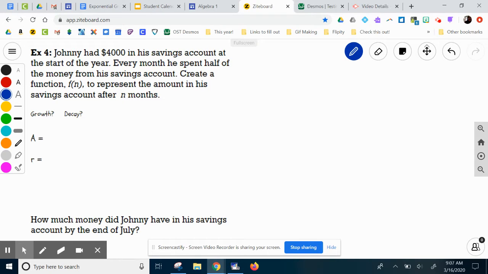So when we're reading this problem, I see that he's got $4,000 in his savings account at the start of the year. Okay, so that must mean January. Every month he spends half. Ooh, spends tells me that that's decay. The money is getting smaller.